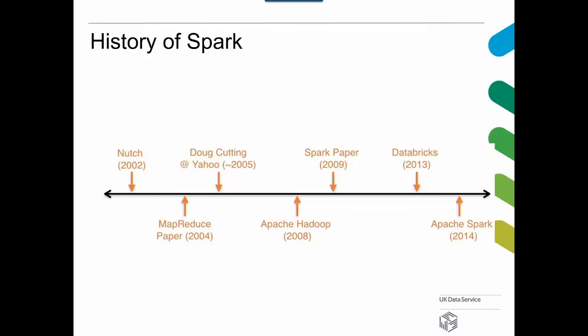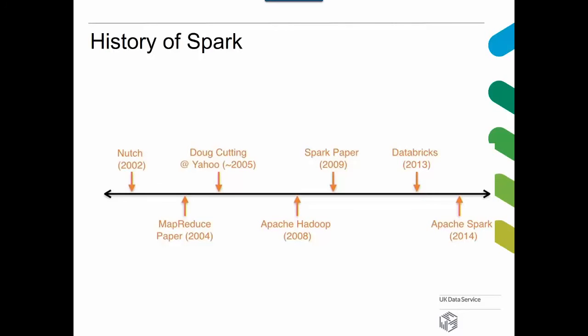And MapReduce was really the basis of Apache Hadoop in 2008. That was the main way of processing any kind of data. The downside of MapReduce is it's very batch oriented. So you set up a job, you run the job, you set up another job, you run that job, and so on and so forth. It wasn't particularly interactive.